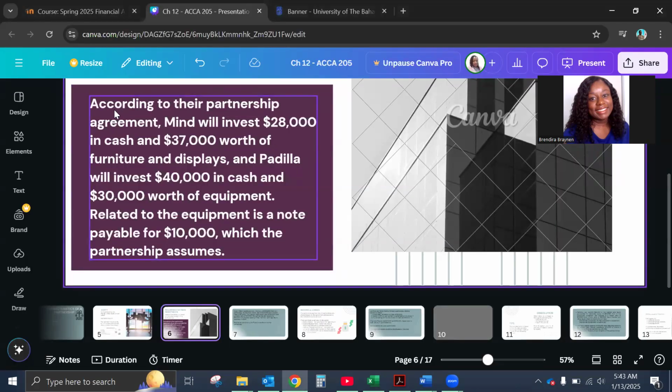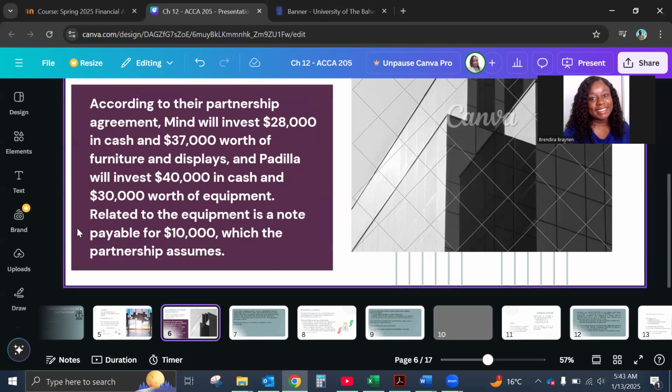In the example here, we have, according to their partnership agreement, which of course is the thing that lets us know how we should figure it out or how we should divide up things. It says that Mind, who is a partner, will invest 28,000 in cash and 37,000 worth of furniture and displays. And Padilla will invest 40,000 in cash and $30,000 worth of equipment. Related to the equipment is a note payable for 10,000, which the partnership assumes.